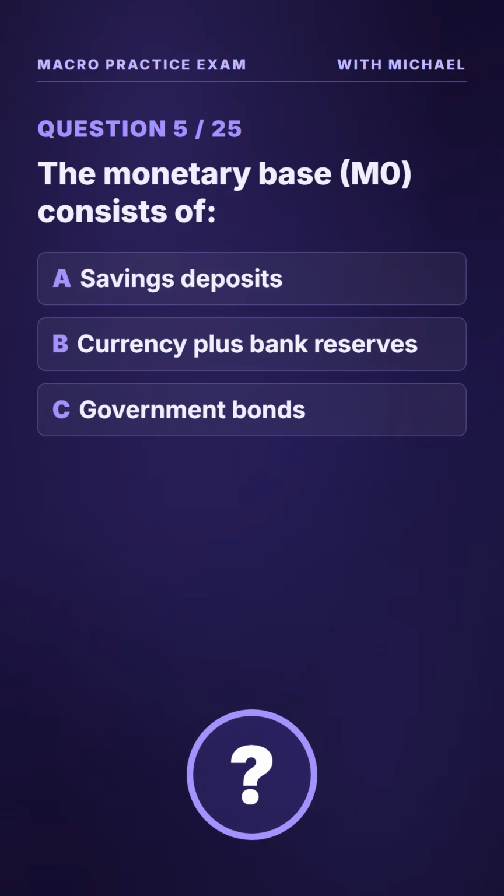Question 5. The monetary base, M0, consists of A. Savings deposits. B. Currency plus bank reserves. C. Government bonds.